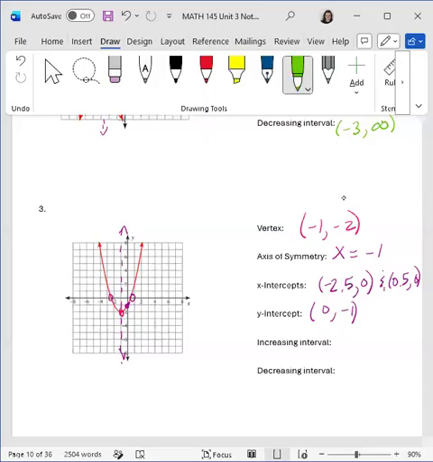Looking at those intervals, the first section of my graph is decreasing. So for these x values, it's a decreasing interval. So from -infinity to -1, it's decreasing. And then from -1 to +infinity is where the parabola is increasing. So these x values.